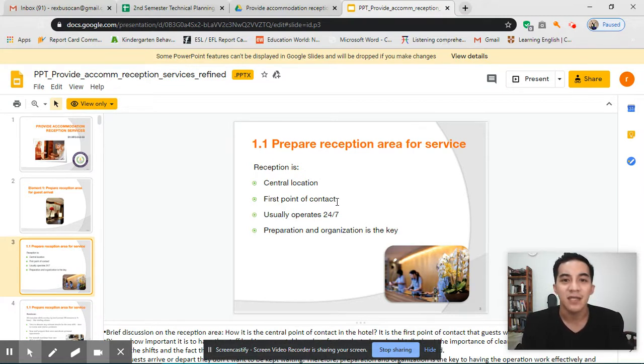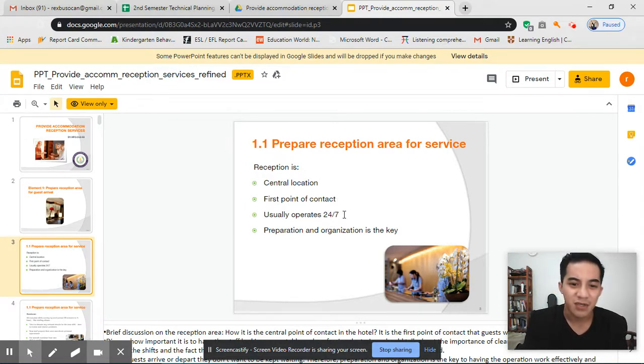Also, here is where you first face the guest. It is where the guest first sees our hotel. So if they see that our hotel is good and nice, it's like a first impression. Okay, so remember, first impression lasts. So we need to impress the guest the first time they arrive in our hotel. So we need to prepare our front desk.